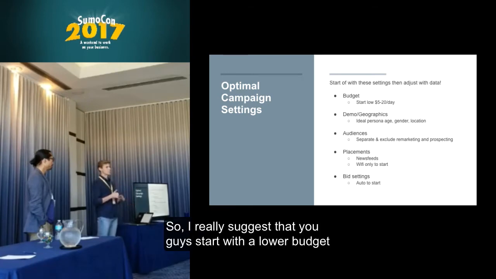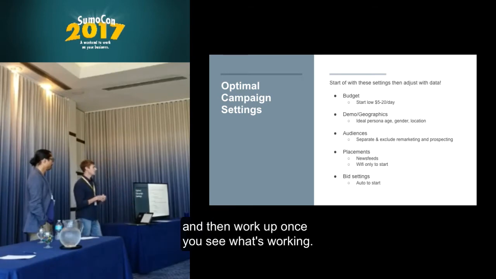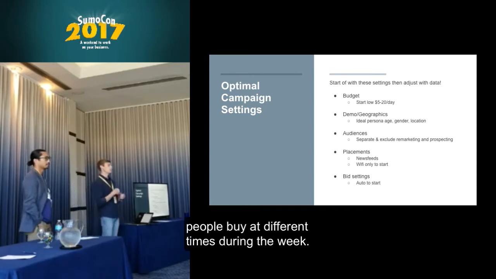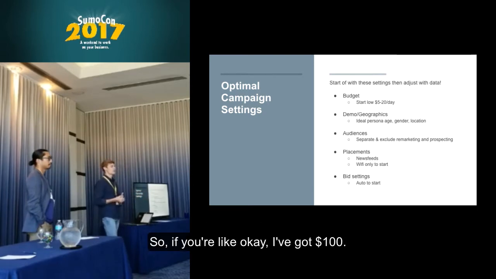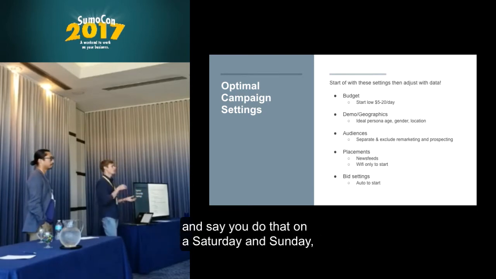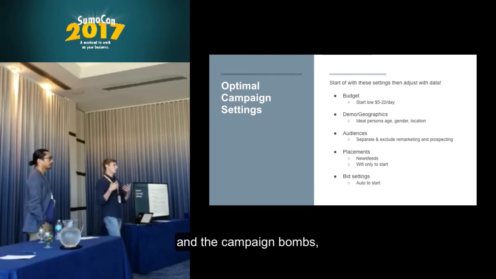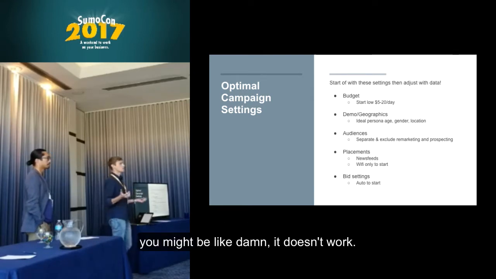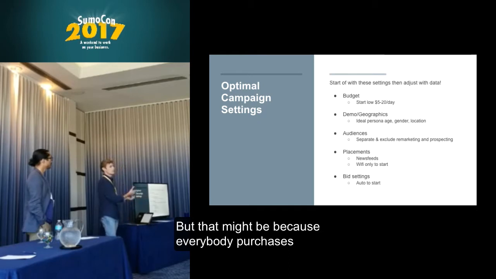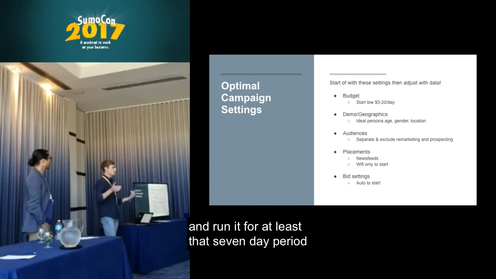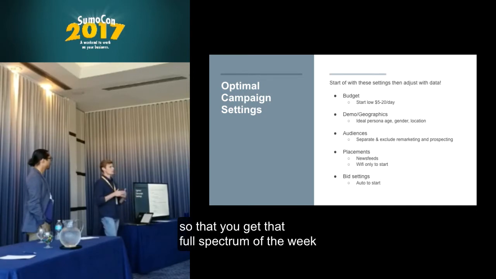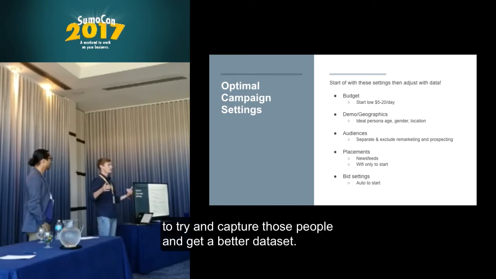So I really suggest that you guys start with a lower budget and then work up once you see what's working. The other thing is, people buy at different times during the week. So if you're like, okay, I've got $100, I want to spend it over the next 2 days, and say you do that on a Saturday and Sunday, and the campaign bombs, you might be like, damn, it doesn't work. But that might be because everybody purchases on Wednesdays and Thursdays. So you want to start at a lower budget and run it for at least that 7-day period, so that you get that full spectrum of the week to try and capture those people and get a better data set.